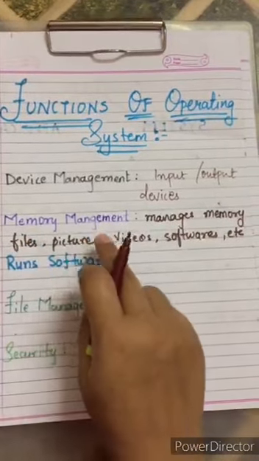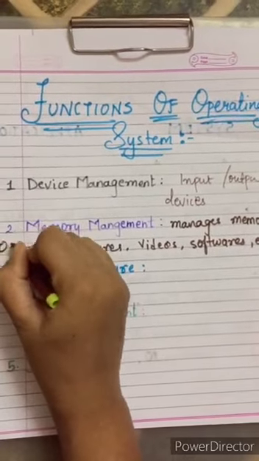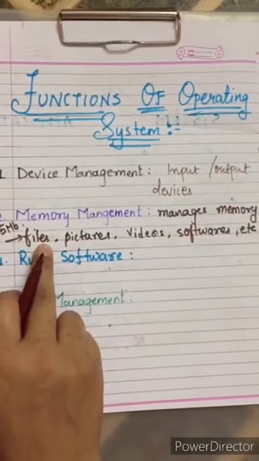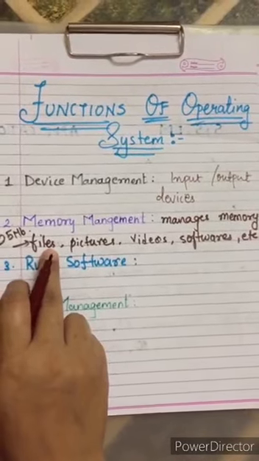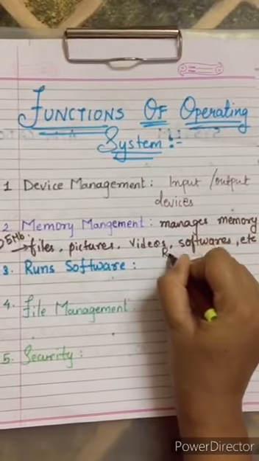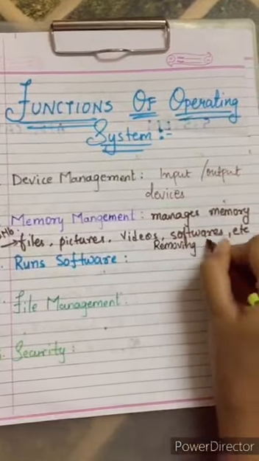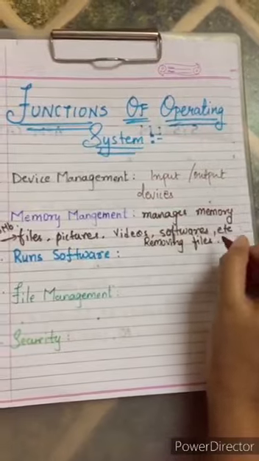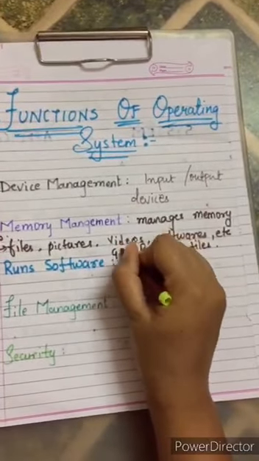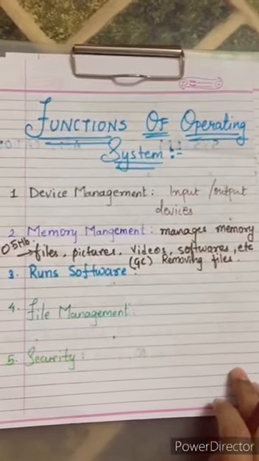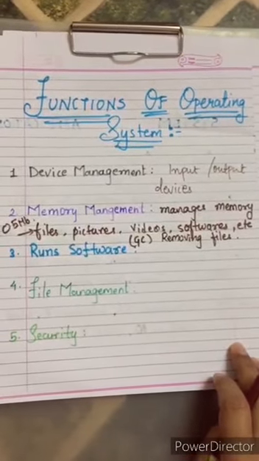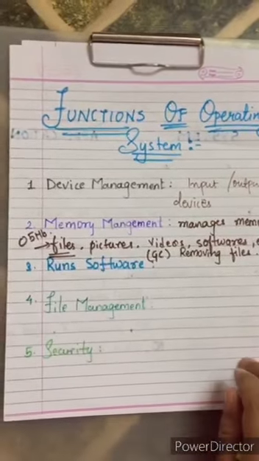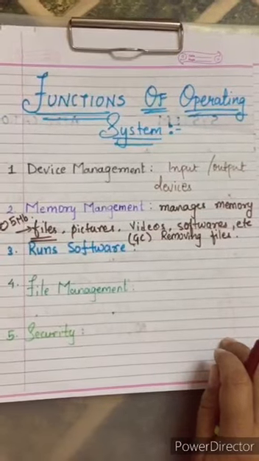Suppose this file is getting 0.5 MB, and there is a file of 5 MB. So what will the OS do? The OS will clean the memory by removing the files which are not used for a long time. There is a garbage collector, GC. The garbage collector will clear the memory which is not in use for a long time, and then it will allocate that memory to the files, videos or pictures.